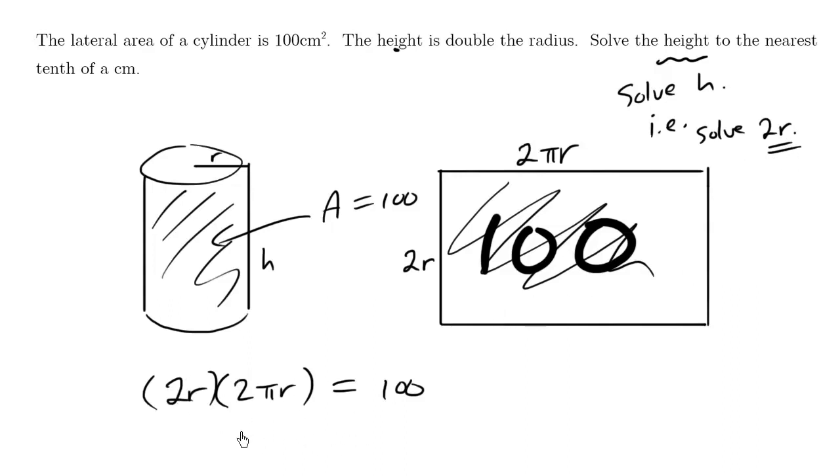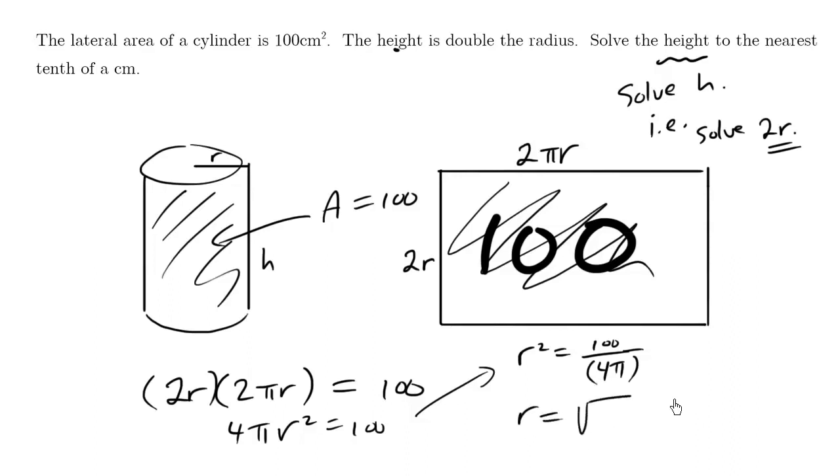So algebraically, 2 times 2 is 4. We have 4 pi as a number. r times r is r squared, equals 100. So I'm going to continue off here. I'm going to divide both sides by 4 pi. So r squared is equal to 100 over 4 pi. Now be careful, there's actually a hidden bracket here. For those of you with an old school calculator, you might have to stick those brackets in. So r is equal to the square root of 100 over 4 pi, and you should have a nice r value.